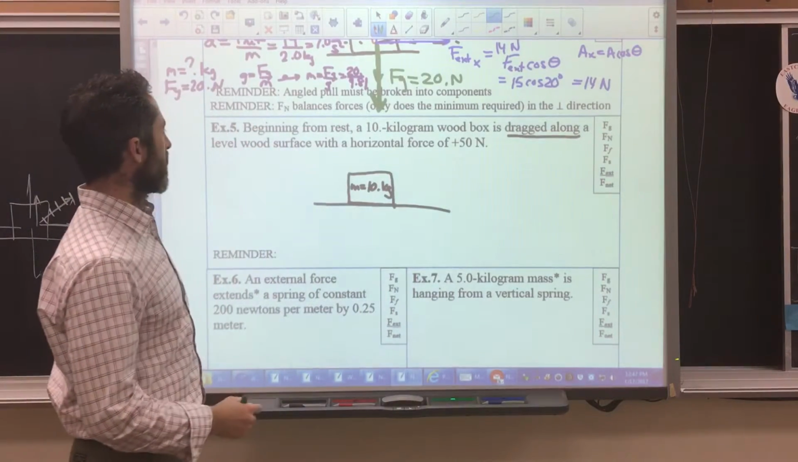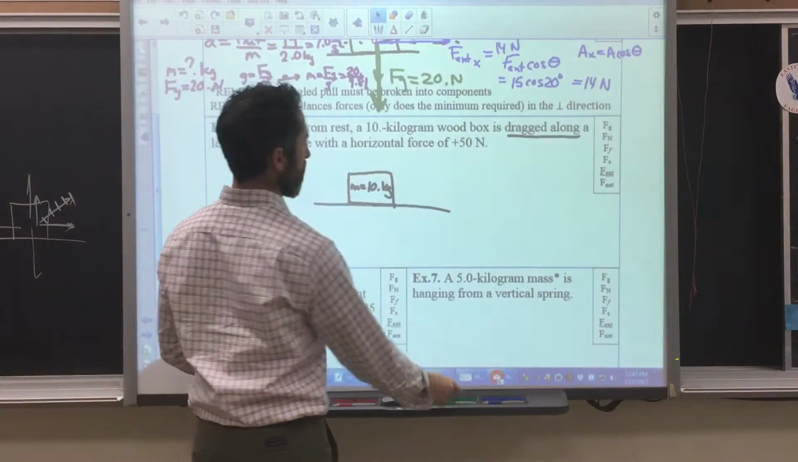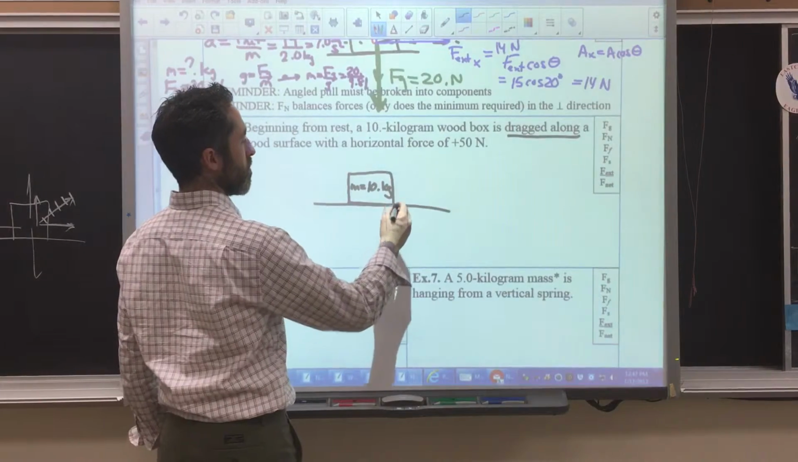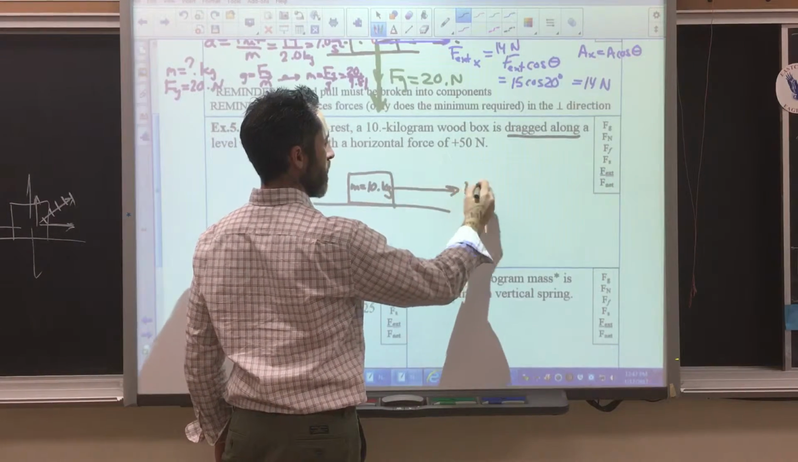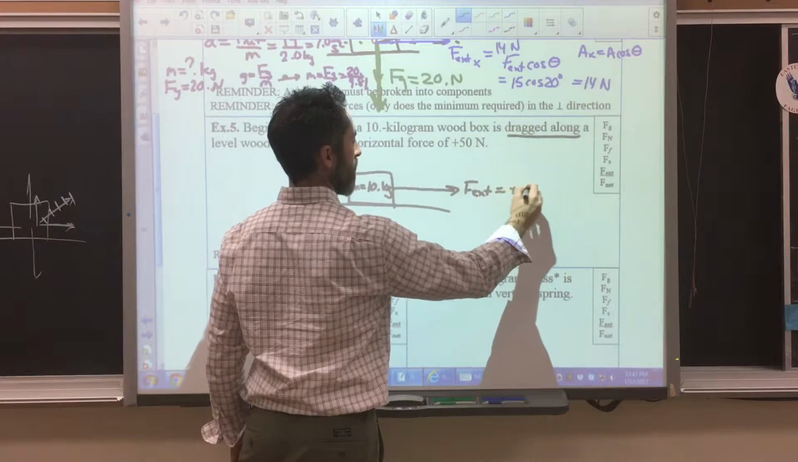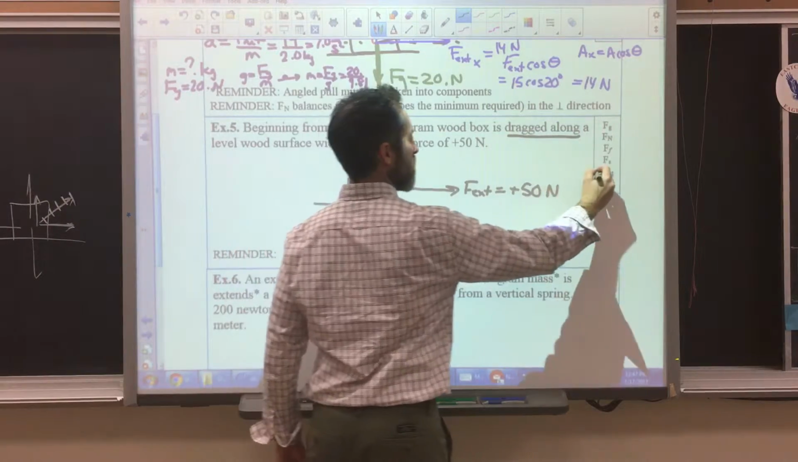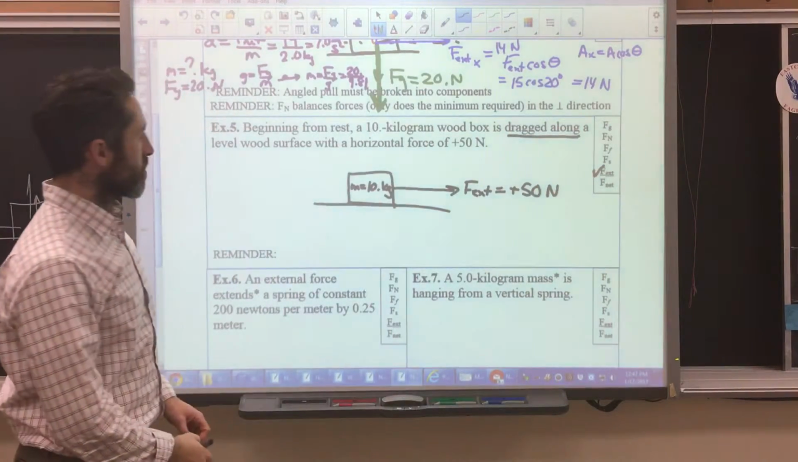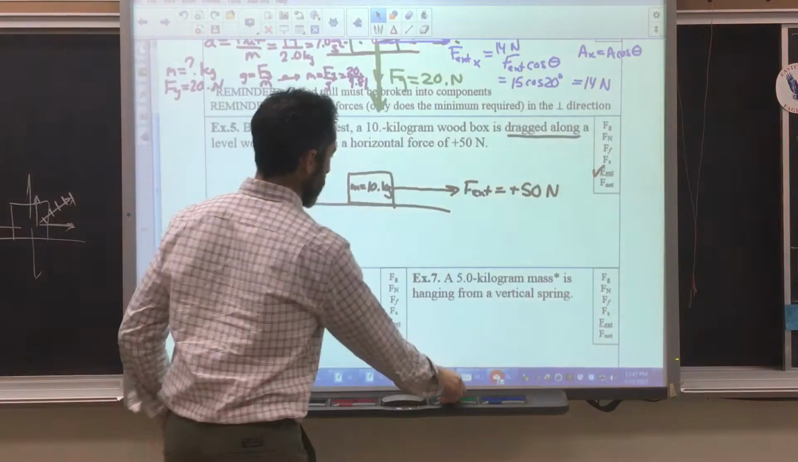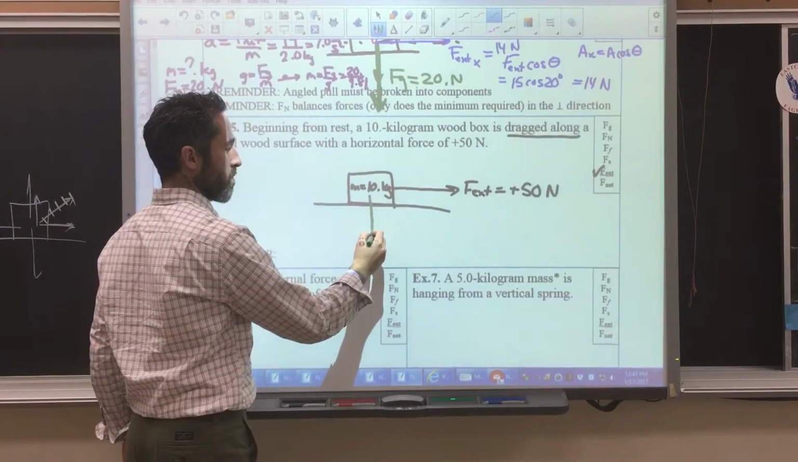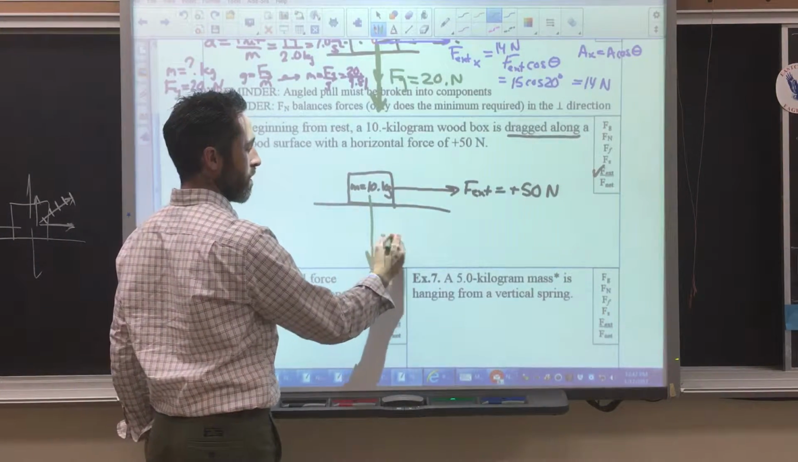Now, what do we know about this thing? Oh, it's being dragged with a horizontal force of 50 newtons. Well, most people like to the right, so let's do that. F external is, they put a plus with it, so we call it plus 50 newtons. That's done. What else do we know? Well, we know its weight. That's always a pretty straightforward one to do.